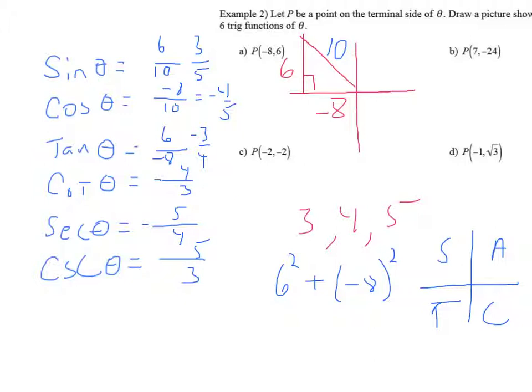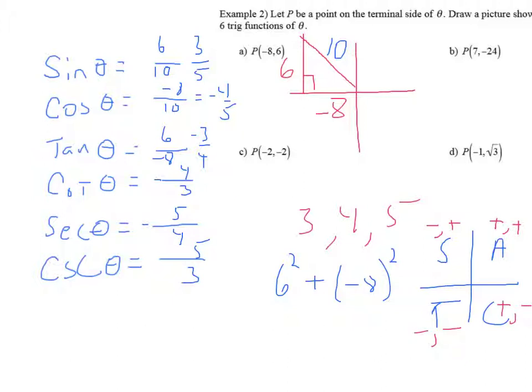and in which quadrant. And the reason this works is because in the first quadrant, both x and y are positive. In the second quadrant, x is negative, y is positive. In the third quadrant, both x and y are negative. In the fourth quadrant, x is positive, y is negative.